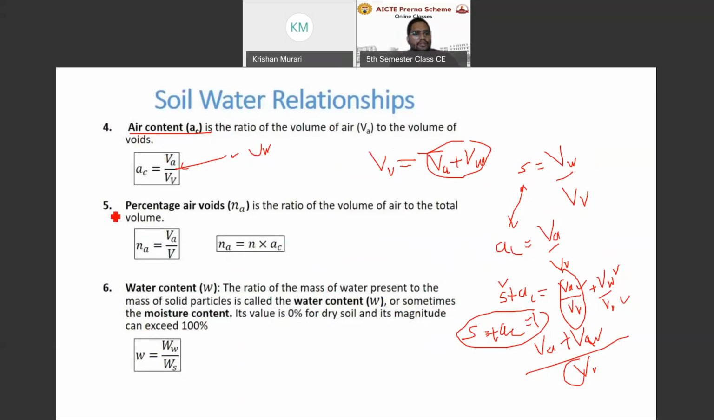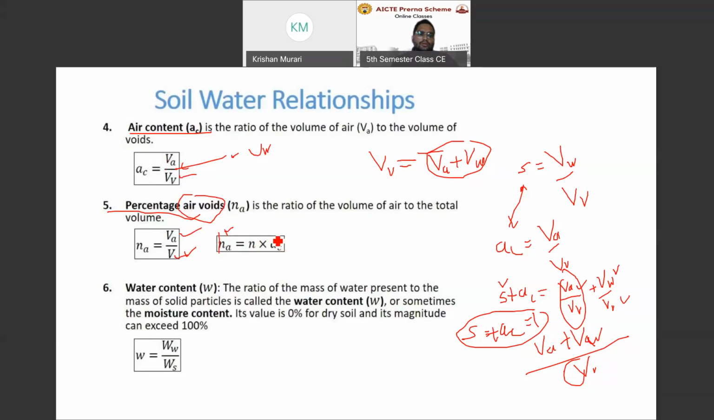Now the next term is percentage air voids. The percentage air voids is the ratio of the volume of air to the total volume of the soil. In case of air content, we consider only the volume of voids. In case of percentage air voids, we consider the total volume. The relation between the air content and percentage air voids is: Na, percentage air voids, equals the porosity into AC.